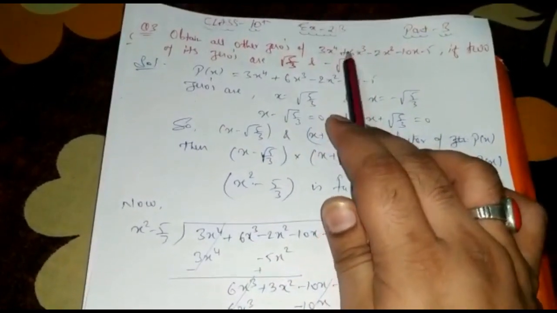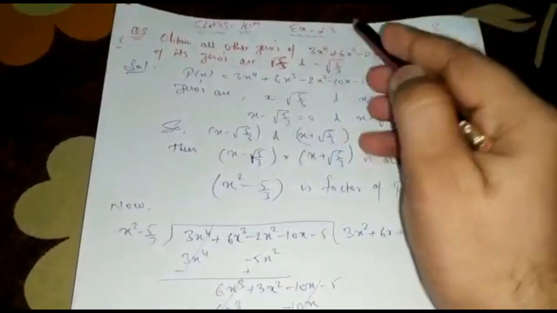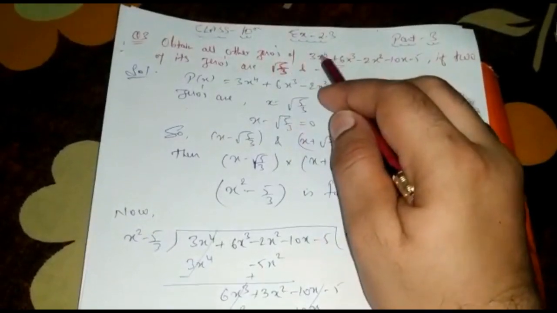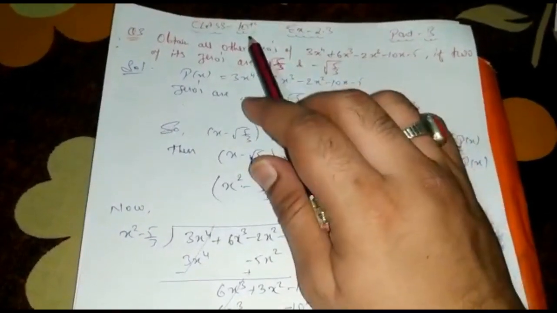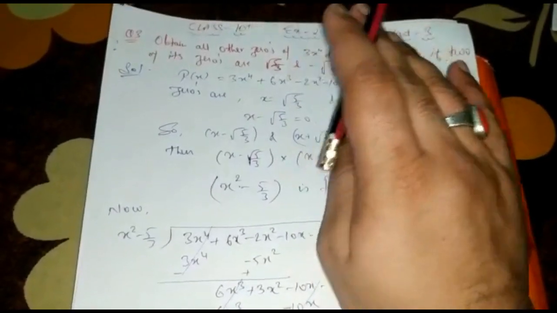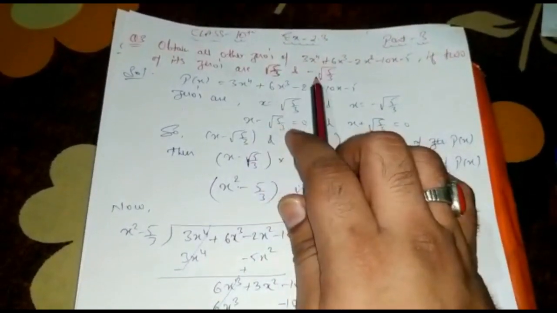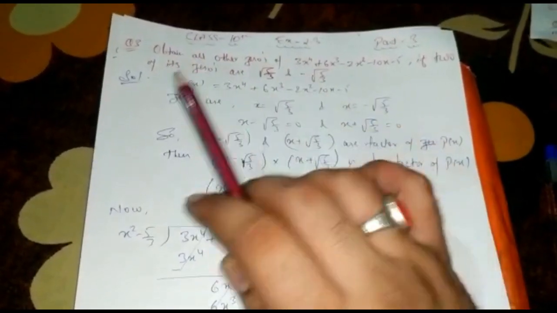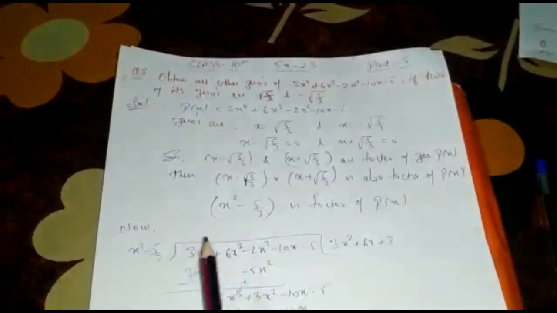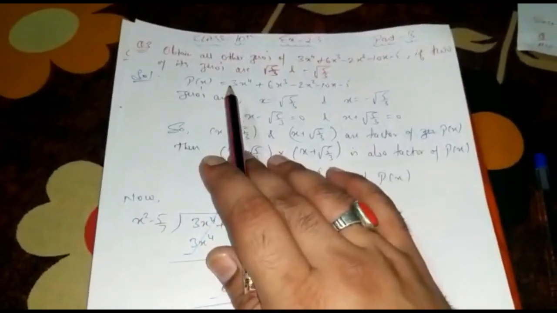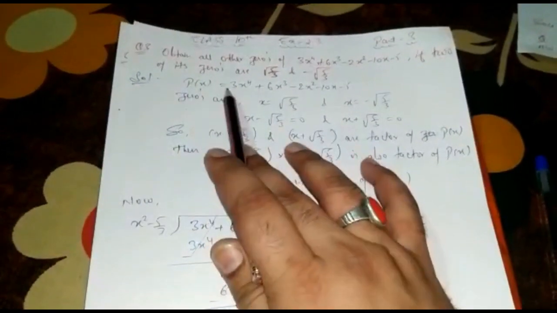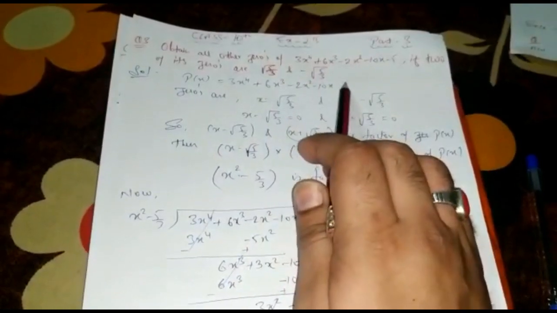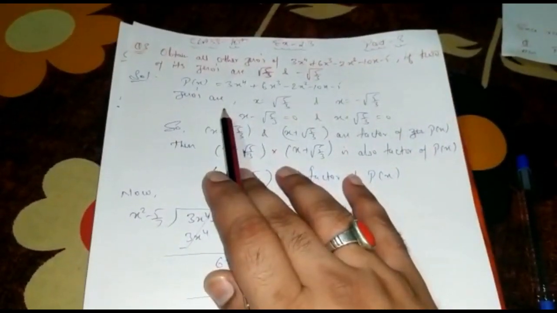So we have to find the zeros of this polynomial. As it is clear, the degree of this polynomial is 4, that means the highest power of the variable is 4. That means this polynomial has 4 zeros, out of which 2 are given in this question, root 5 by 3 and minus root 5 by 3, and we have to find the other 2 zeros. Now you have to understand the concept that p(x) is 3x to the power 4 plus 6x cube minus 2x square minus 10x minus 5.